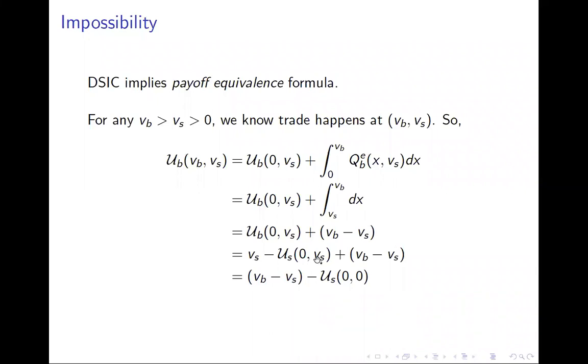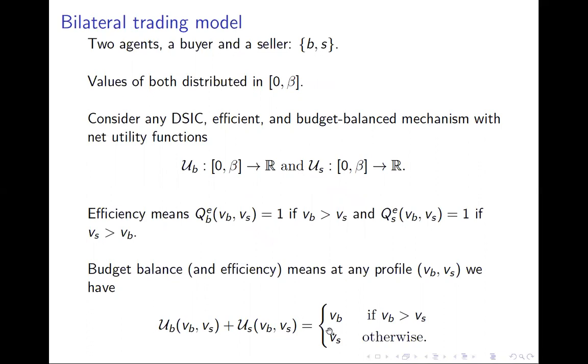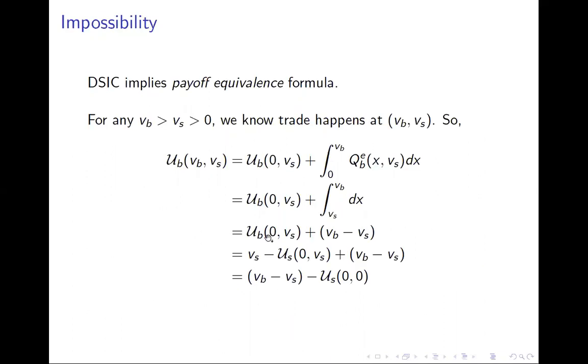Now in this step, I'm going to use that this is a budget balanced mechanism. So remember what I said here, that the sum of payoffs is equal to the surplus generated. Well, what is the surplus generated here? If the buyer's type is 0 and the seller's type is VS, then in such profiles, the seller will keep the object and the surplus generated will be VS. So UB(0, VS) plus US(0, VS) is equal to VS. So in other words, I can write UB(0, VS) is equal to VS minus US(0, VS). Okay, and this I keep as it is.